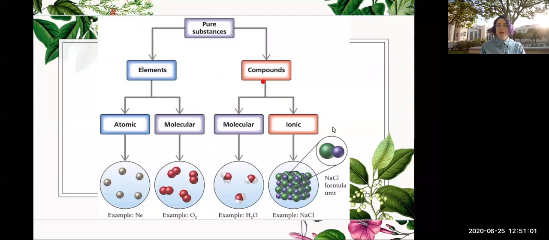But if you're dealing with a compound, there are two different types of compounds we're going to look at. Molecular, aka covalent. You've maybe heard that word before. And then ionic. Ionic has ions, or charges. The ionic compounds are held together by the attraction between positive and negative charges, and molecular or covalent compounds are held together by chemical bonds. So they're sharing electrons.